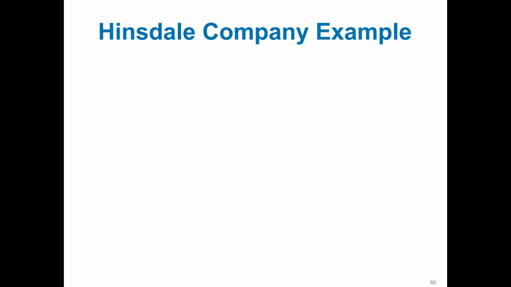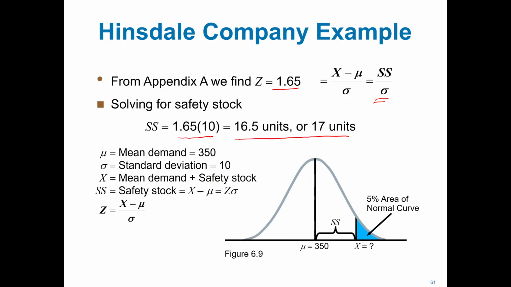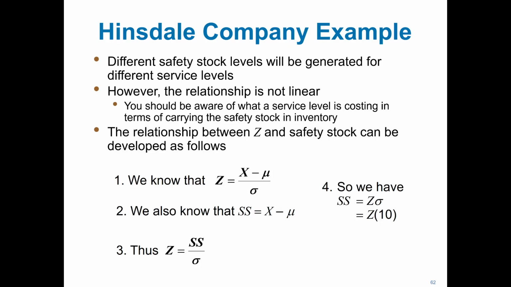Let me go back actually. Okay, so this is 17 units. If we keep 17 units, 95% of the time there won't be any stock out. Let's continue.